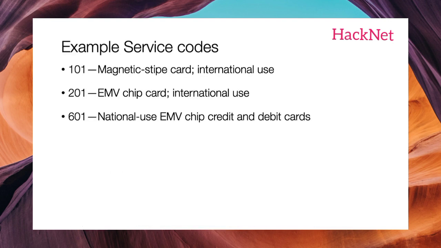So these are some sample service codes. 101 means it is a magnetic stripe international use card, 201 means an EMV chip card, 601 means a national use EMV chip card, etc. These are some of the standard service codes that are mostly used.